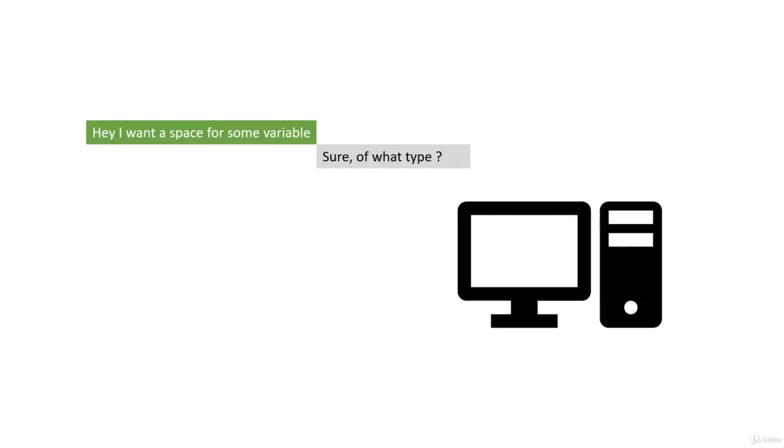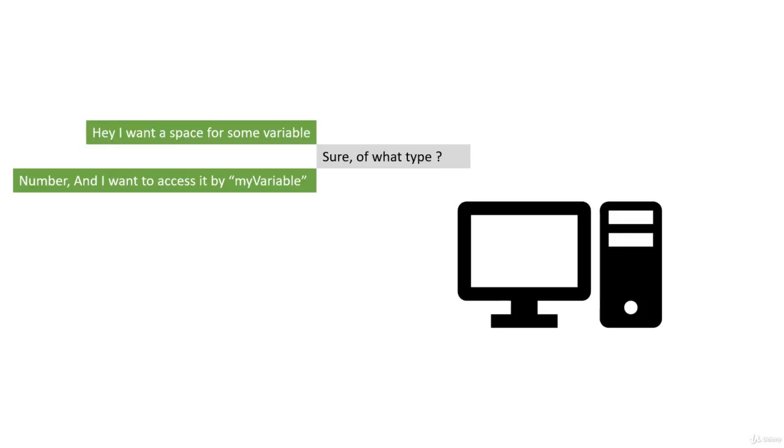The type of variable is defined when you create a new variable. Mostly, you want to store something basic, like a number or character or string. So you can tell the computer, hey, I want a memory for some number, and I want to access it by this name. It is actually much simpler than it sounds.